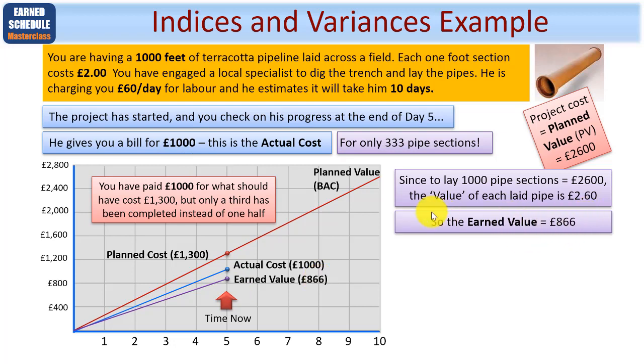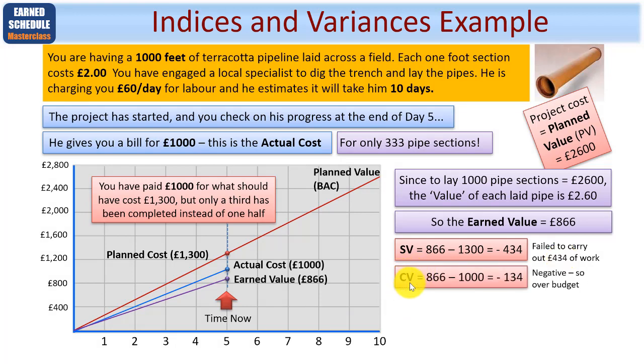And you know that since he's laid 333 pipe sections and each has a value of £2.60, that gives you 866 earned value thus far. So what's your schedule variance? Well, it's earned value minus planned cost at this point in time, which is 1,300, giving you minus 433. Now this is a schedule value in monetary terms, but because it's negative, it shows that you're going to come in late because the individual concerned failed to carry out £433 worth of work.